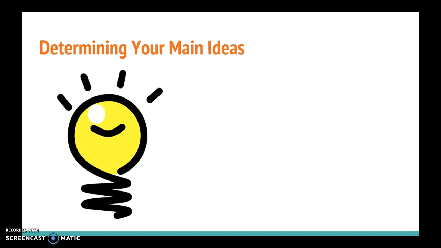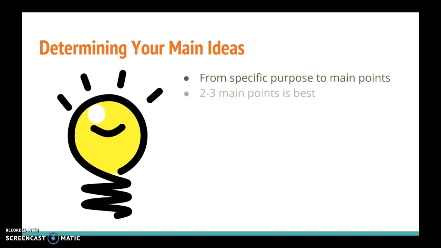First, let's talk about how to determine your main ideas. We have to figure out how we're going to get from our specific purpose to the main points that we want to talk about. And we need to figure out what main points we can use in our speech to reach our goal, to achieve our specific purpose. And we need to ask ourselves questions like, how many main points am I going to use? What are those main points going to be, and how should I organize those main points?